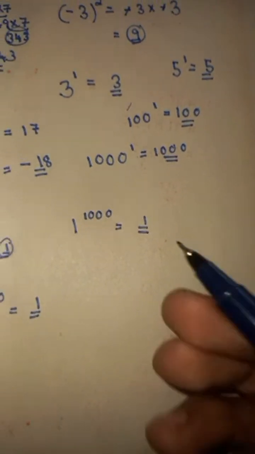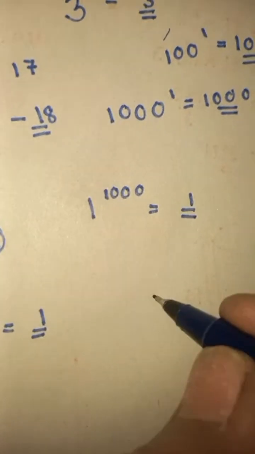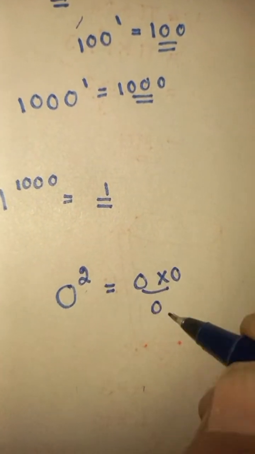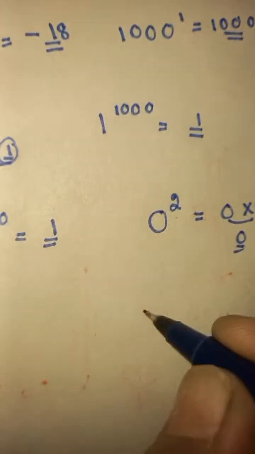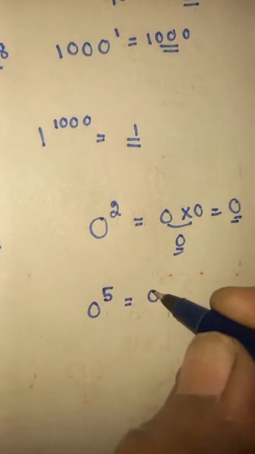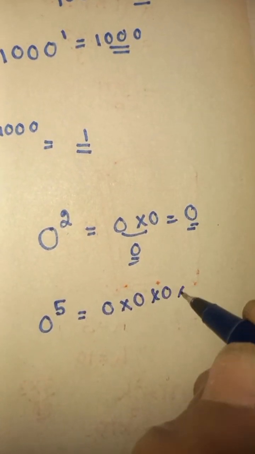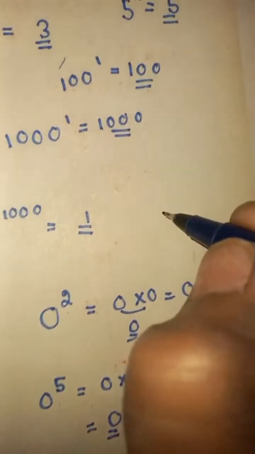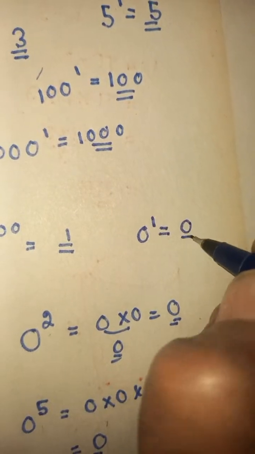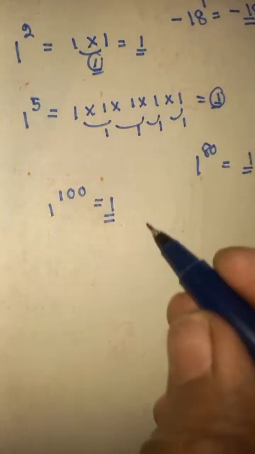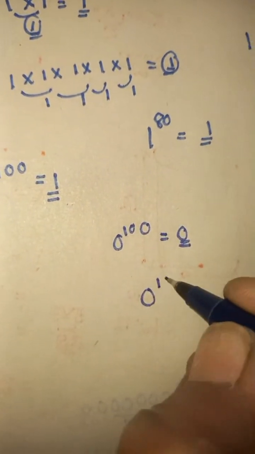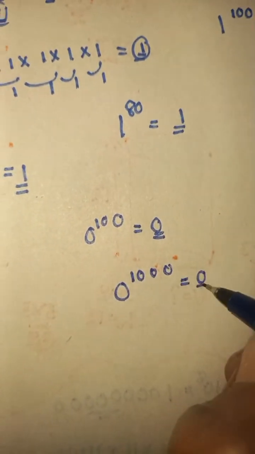Let's take the next number, that is about 0 power. 0 square means you can write it as 0 times 0, which remains as 0. 0 power of 5 also, you keep on multiplying 0 with itself 5 times, but you're going to get nothing other than 0. 0 power of 1 also gives 0. Even 0 power of 100 is also 0, and 0 power of 1000 is also going to become equal to 0.